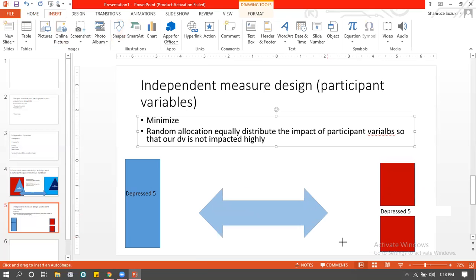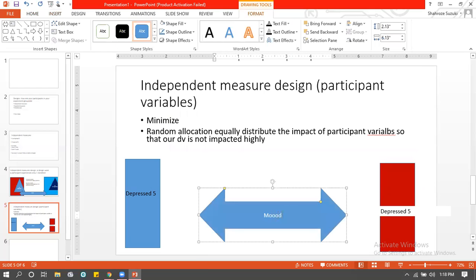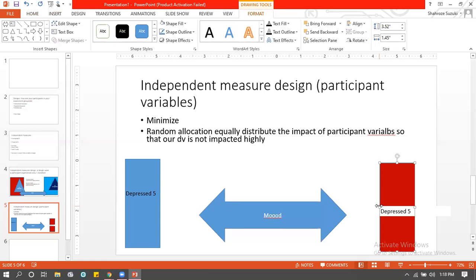You're still gonna study the mood, but because now you have depressed people at both ends, your result will not be that much damaged, because think of it as a depression here balances out. So the difference then would obviously be due to temperature, right? Well, that's an ideal scenario, but that's what you try to accomplish using random allocation.